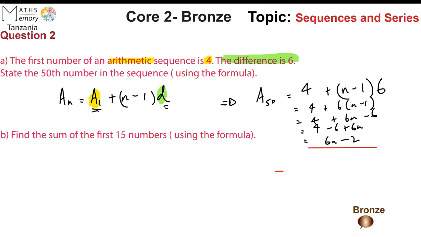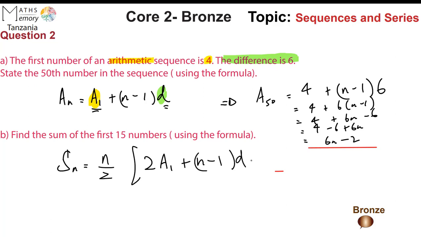Part B, let's now find the sum of the first 15 numbers. For this one, you should know the formula as well. Sn equals n over 2, times 2 A1 plus n minus 1 d. Let's plug these numbers in.